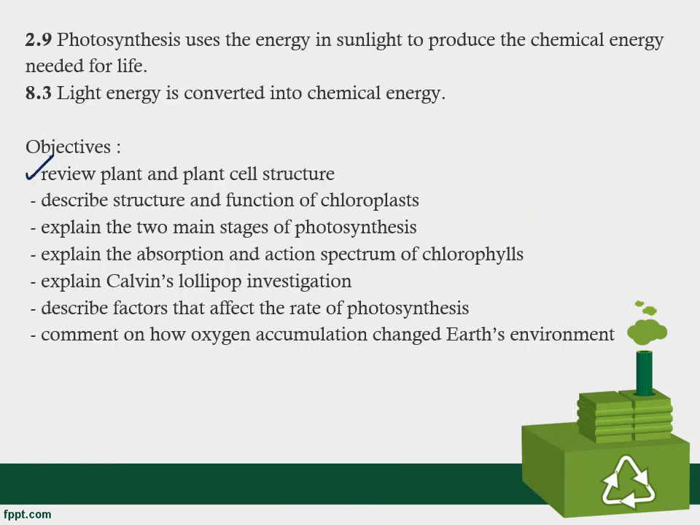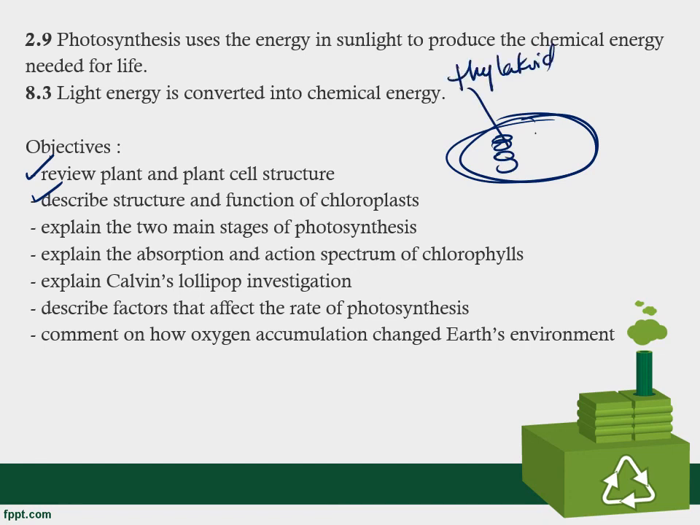And we did it. We reviewed plant structure, plant cell structure. We talked about chloroplasts. Remember that they've got a double membrane. They have those pancakes that are called thylakoid, and outside the thylakoid is the stroma. Two main stages of photosynthesis. The first stage, light-dependent reactions, happens on the thylakoid. The other one happens in the stroma. Calvin cycle, also called the light-independent reactions.